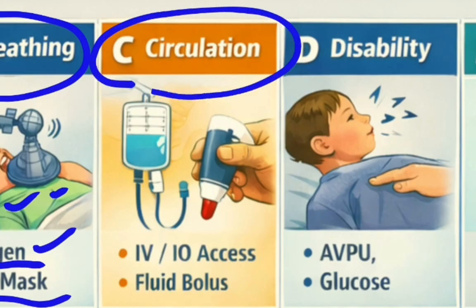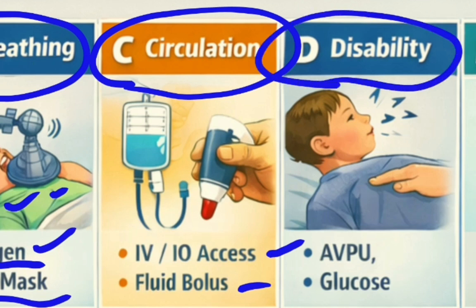C is for circulation. Check heart rate, pulse quality, capillary refill, and blood pressure if possible. If signs of shock are present, establish IV or IO access and give a 20 ml per kg isotonic fluid bolus.